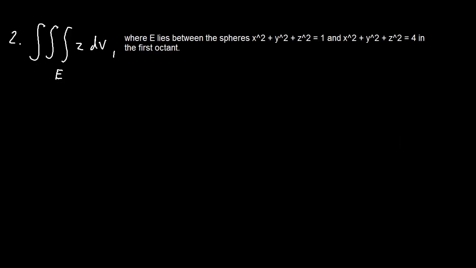So now for number 2, we have the triple integral of z dv, described by the region E, where E lies between the spheres x squared plus y squared plus z squared equals 1, and the other one x squared plus y squared plus z squared equals 4 in the first octant.